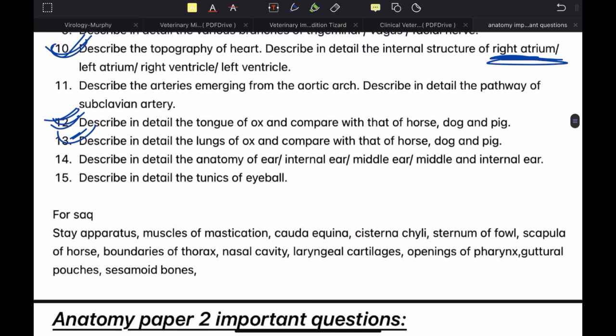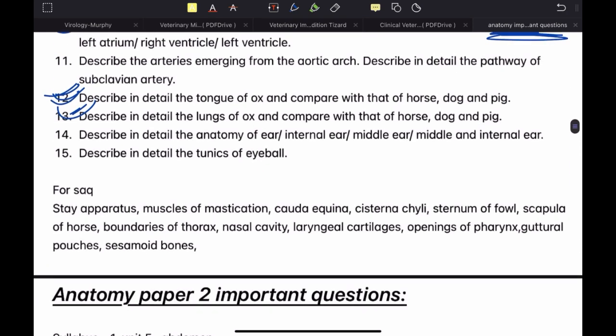Then describe in detail the anatomy of ear, or internal ear, or middle and internal ear. Okay, so every year there is some variation. Sometimes they just ask you the anatomy of the entire ear. Sometimes they just say, write about the inner ear or middle ear. When I gave the exam, they asked about the anatomy of middle ear only. Okay, so it depends upon your luck if you get just middle ear or just internal ear. Very easy. And again, I hope you just get one part in your exam, not the entire ear. Otherwise, the question will become very lengthy.